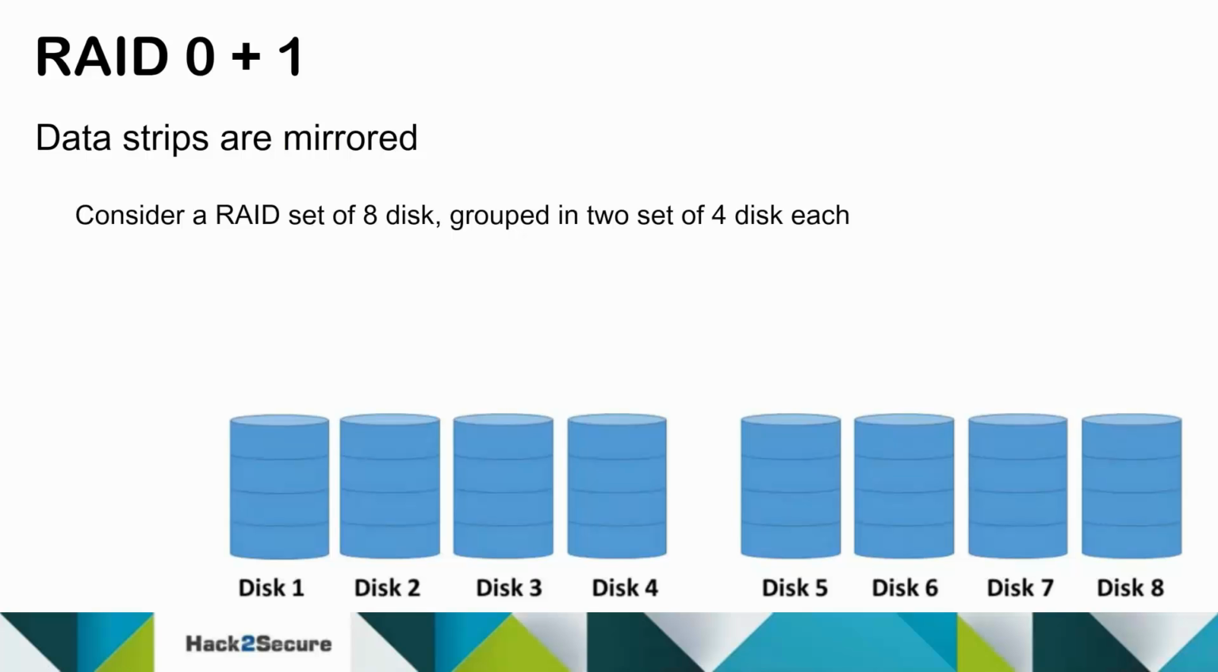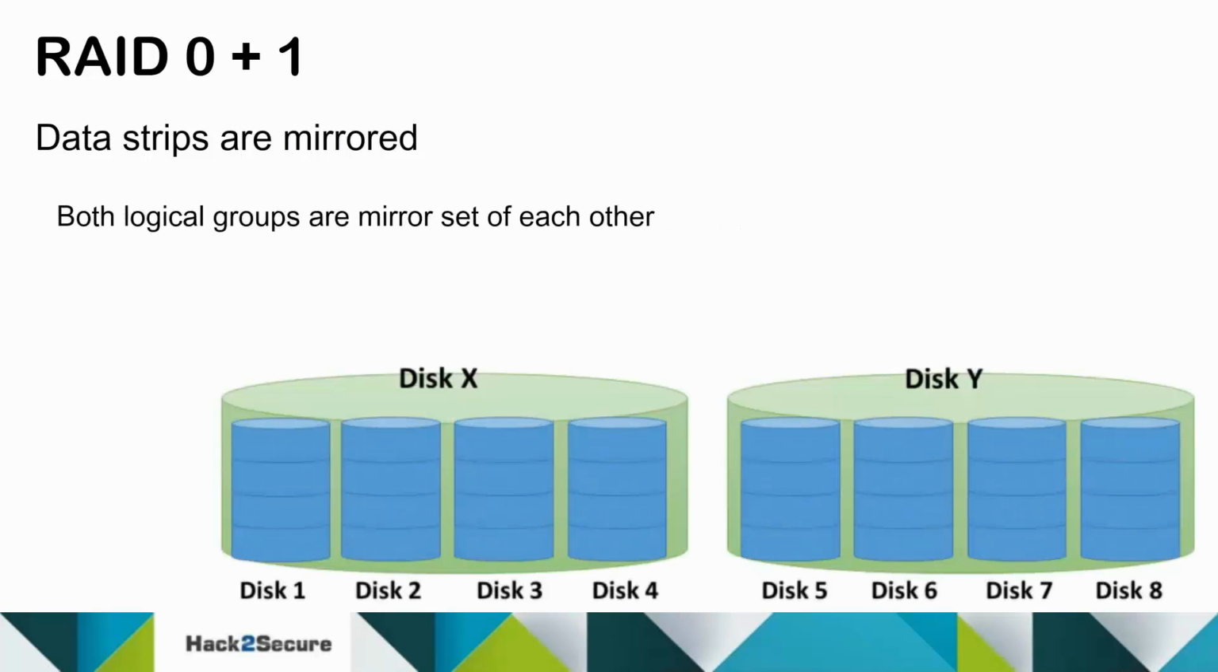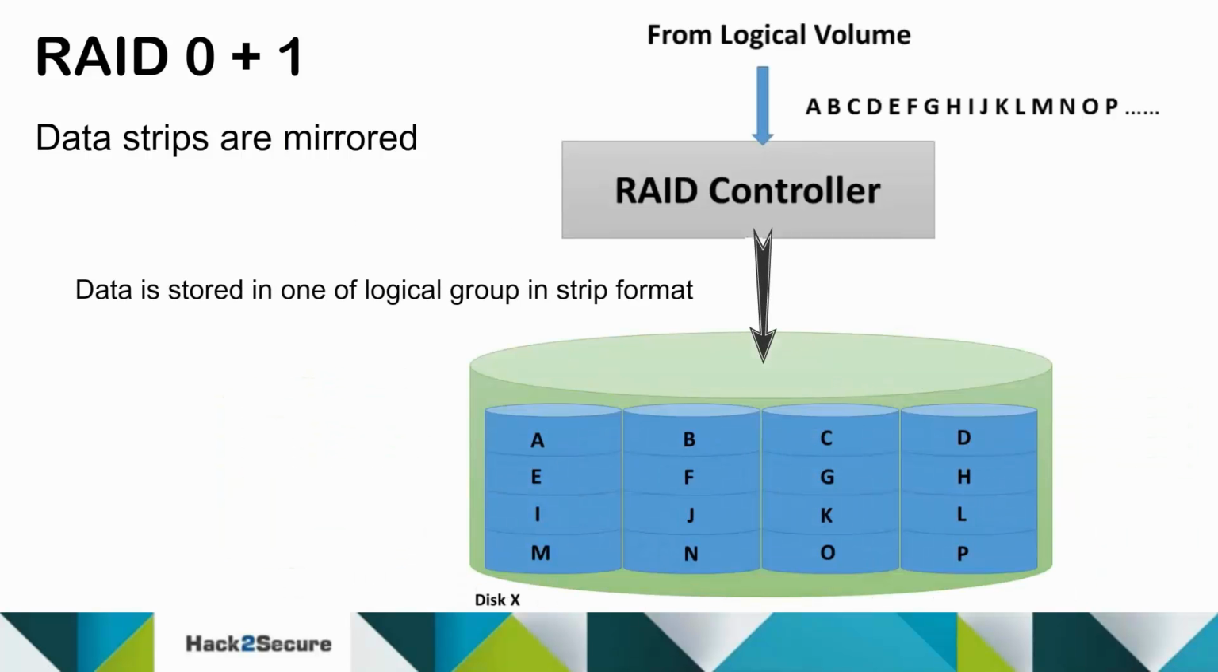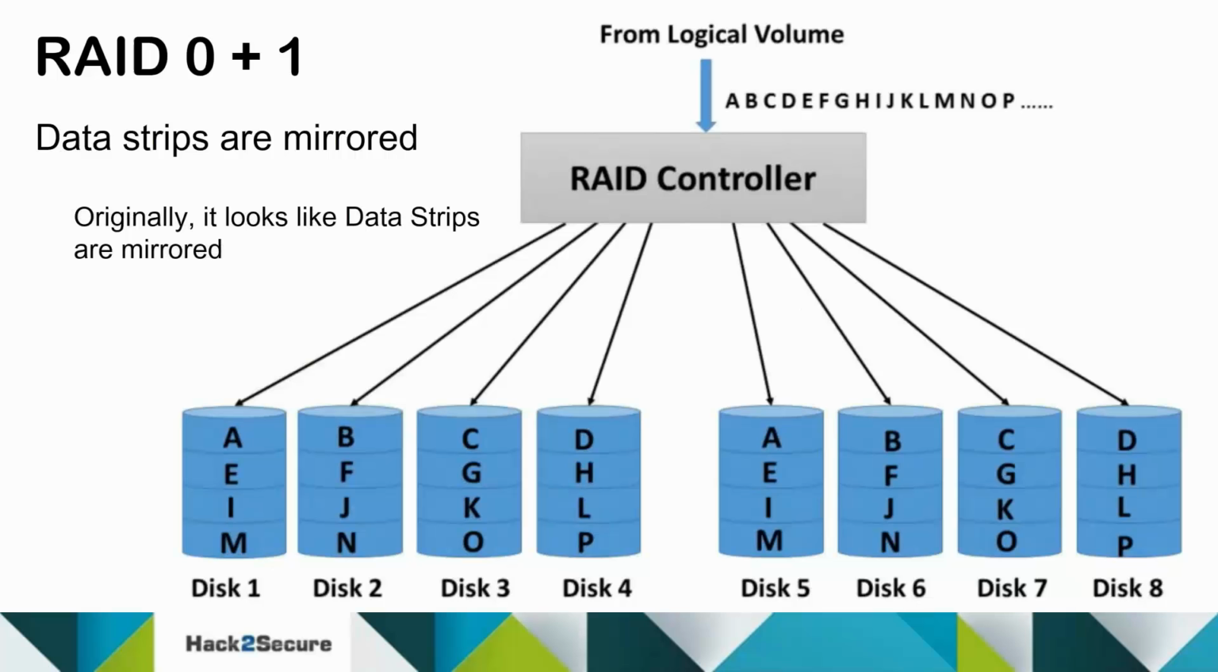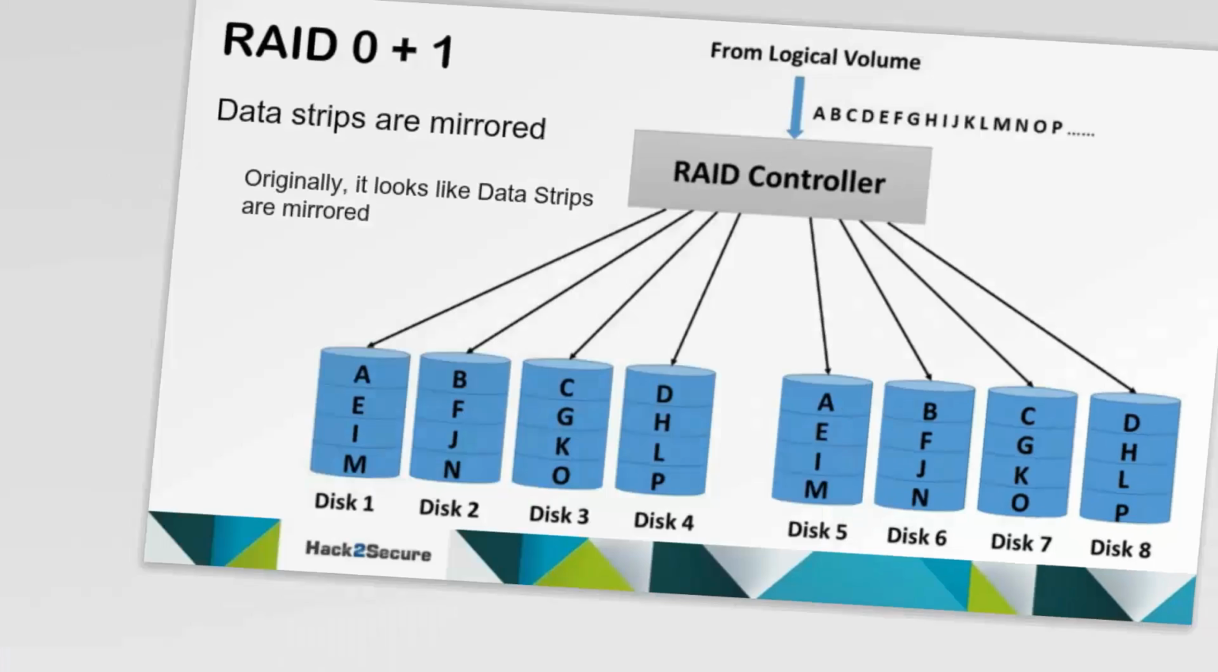Let's consider a RAID set of 8 disks arranged in 2 groups of 4 disks each. Now both groups are treated as logical disks and are configured as a mirror set of each other. This logical disk is presented to a RAID controller, which treats it as an independent disk and stores data in physical disks in striped format. As both logical groups of disks are mirrors of each other, the same data will be mirrored in the other group of disks. Originally, it will look like data stripes are mirrored or data is stored in mirrored stripe format.